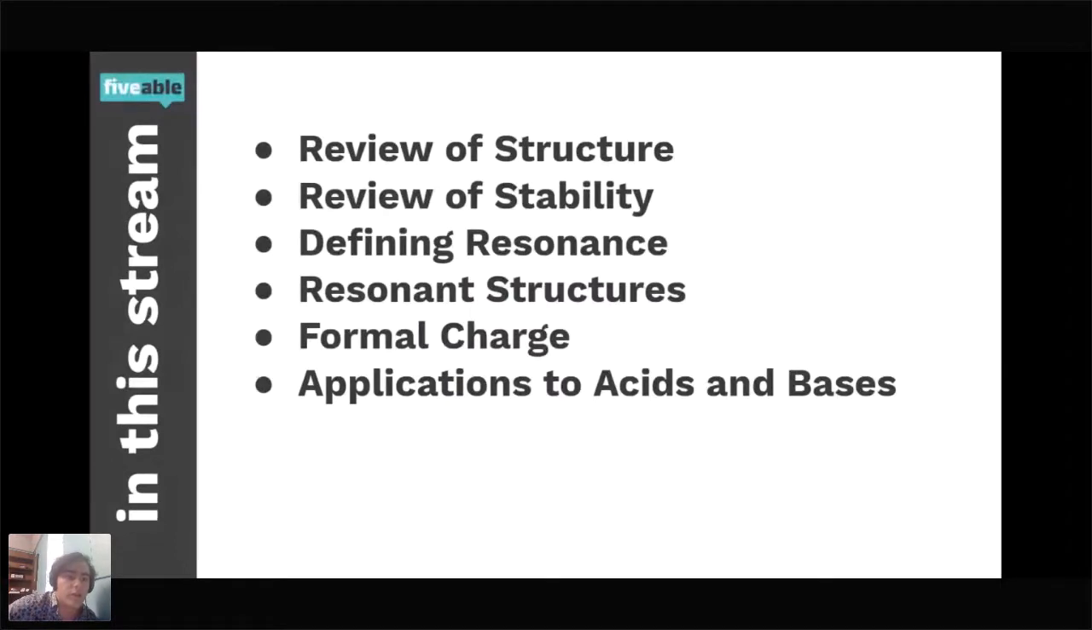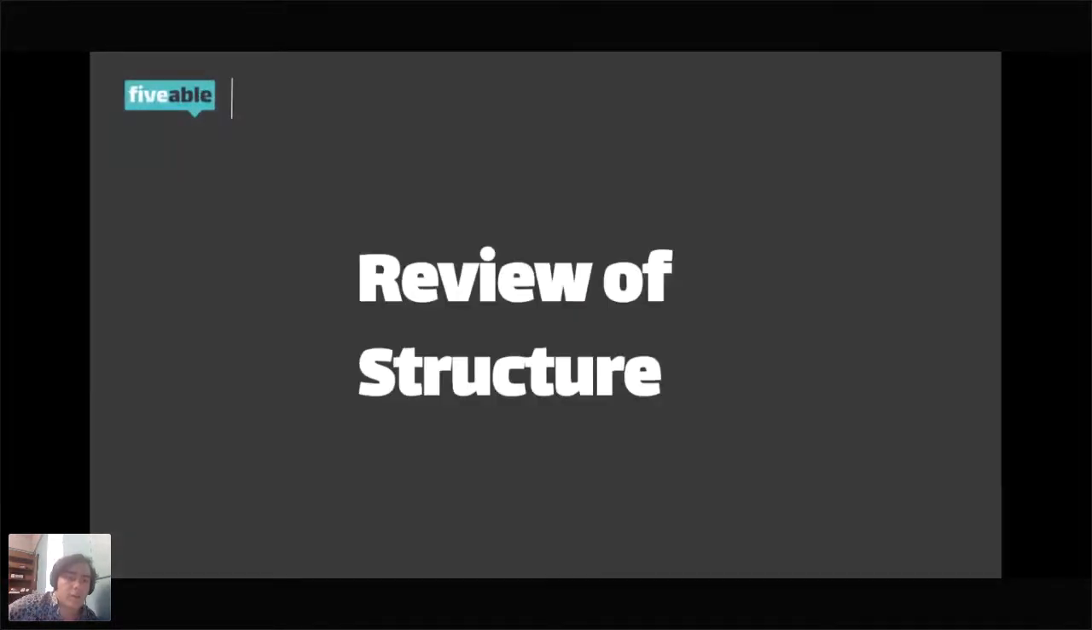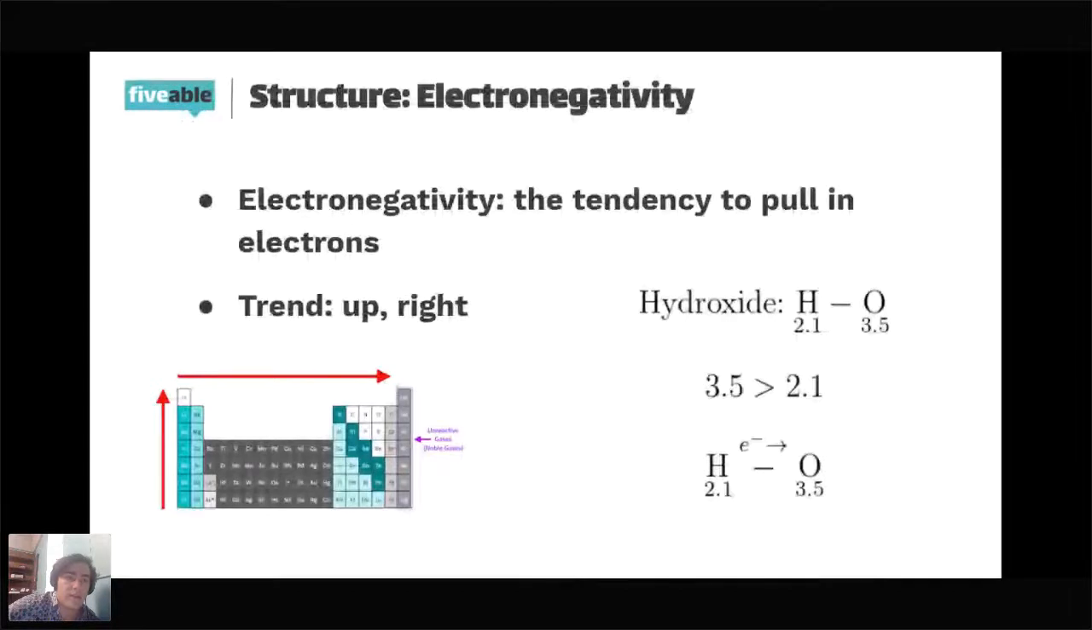So we're going to be reviewing structure. And the first part of structure that we're going to have to review is electronegativity. And electronegativity is just the tendency to pull electrons in, right? So if we have a periodic table here that shows the electronegativity trend. Fluorine being, according to the trend, the most electronegative, and francium being the least electronegative. This is because fluorine is very close to the noble gases. So an atom's goal is to get 8 valence electrons in its shell. So fluorine is very close to that.